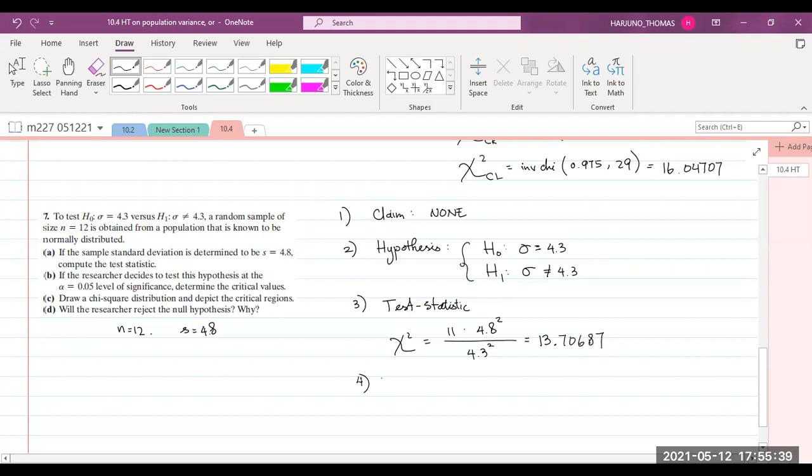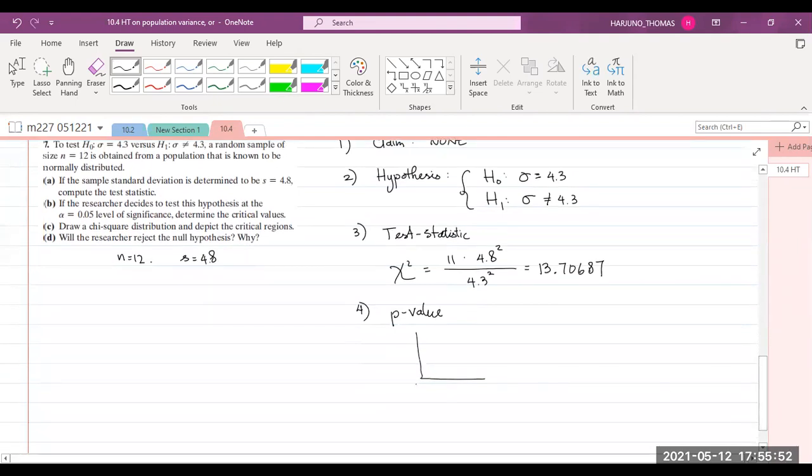Step 4, p-value. We have chi-squared distribution. Now this 4.8 is greater than the claim 4.3, right? So it will be the right tail that I will multiply by 2 later on. This is 13.70687. But then I need to double it.